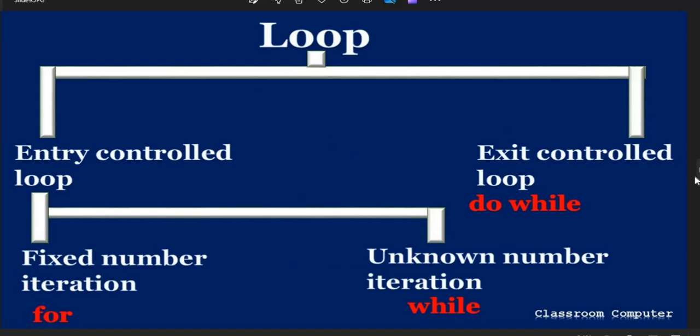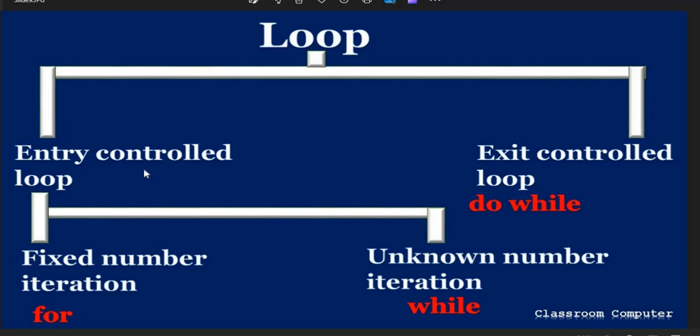Let's see how many loops are in Java or BlueJ. By the mechanism of how the loop executes, we can divide loops into 2 categories: entry control loop and exit control loop. In the entry control loop, or top tested or pre-tested loop, the loop condition is tested before entering into the loop.